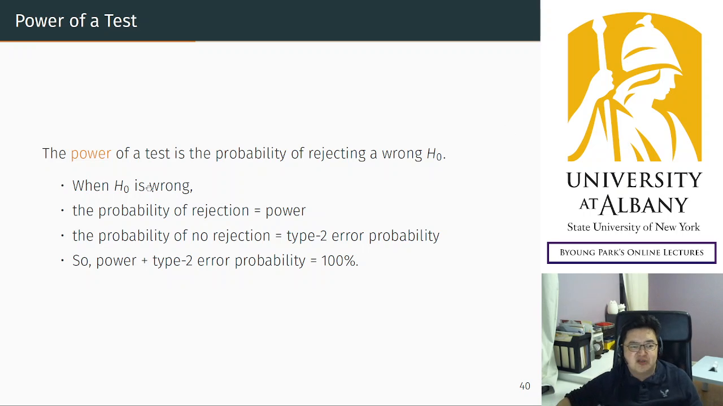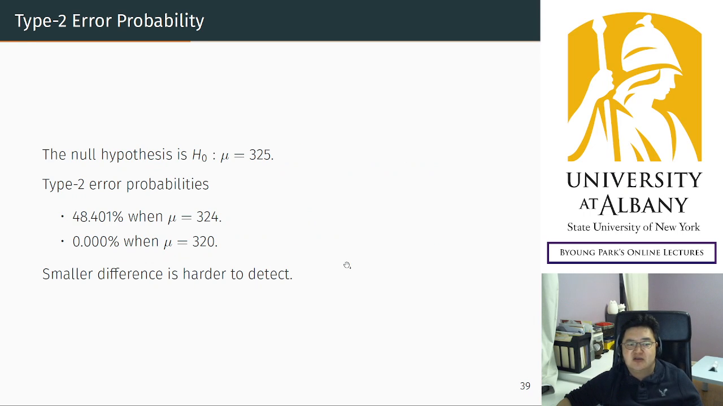Then think about the relationship. If you assume that the null hypothesis is wrong, if you reject the null, then you get power. If you cannot reject, then that is type 2 error. So power plus type 2 error probability is always 100%. So in this case, power is about 52%, and here the power is about 100%.